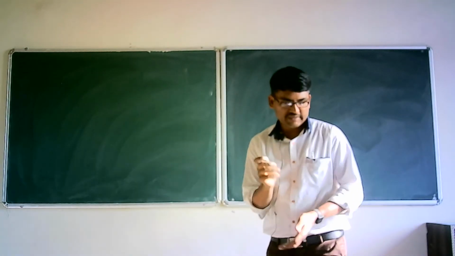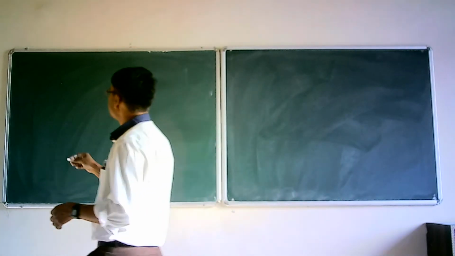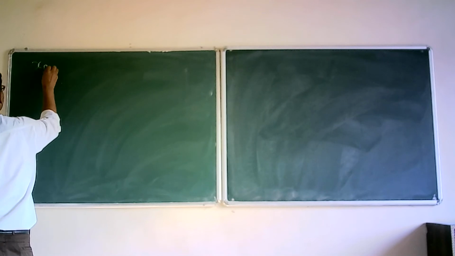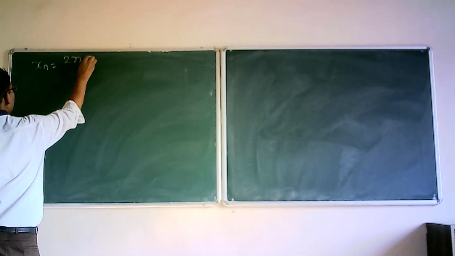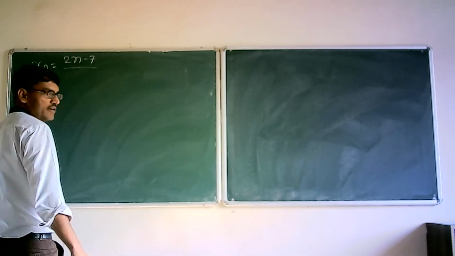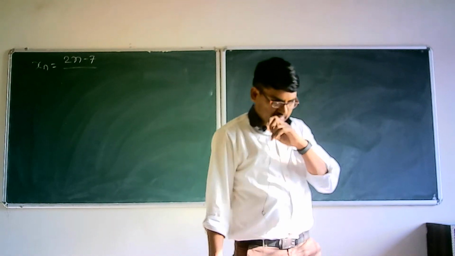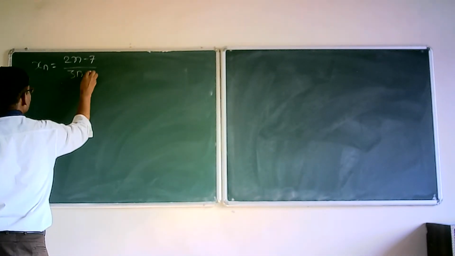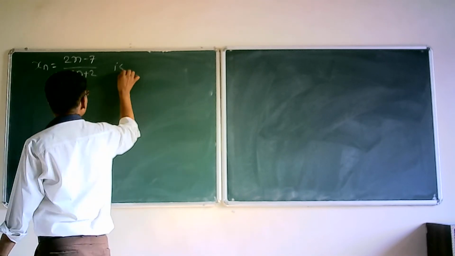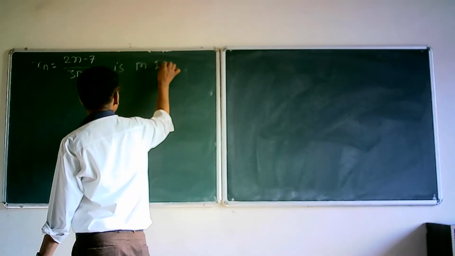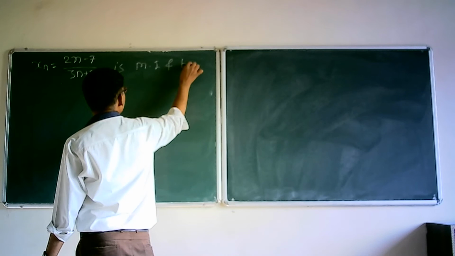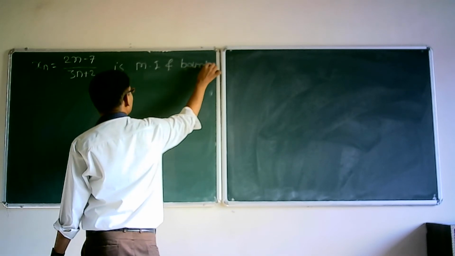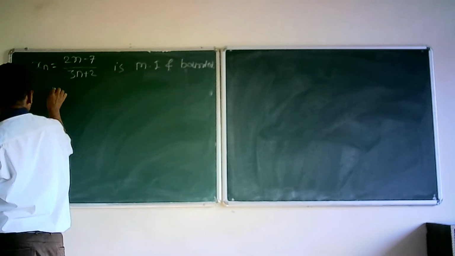Show that the sequence xn is equal to twice n minus 7 divided by thrice n plus 2 is monotonically increasing and bounded above.